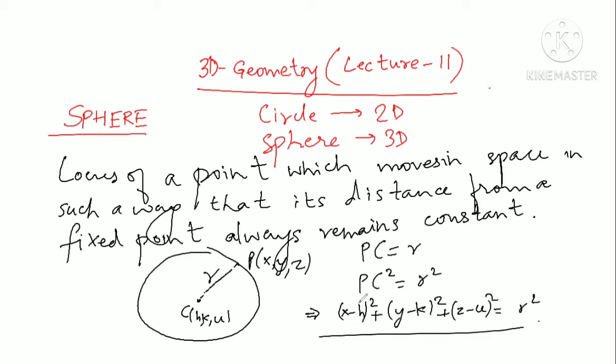So it's very similar to the concept of circle which we have studied in two-dimensional geometry. The difference is only that now since we are dealing with three-dimensional geometry, we will also have to adjust the z coordinate. Okay, so (x minus h) whole square plus (y minus k) whole square plus (z minus u) square is equal to r square.